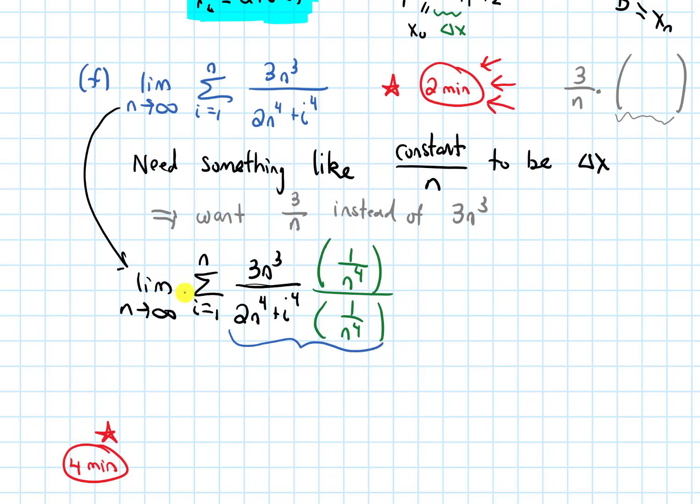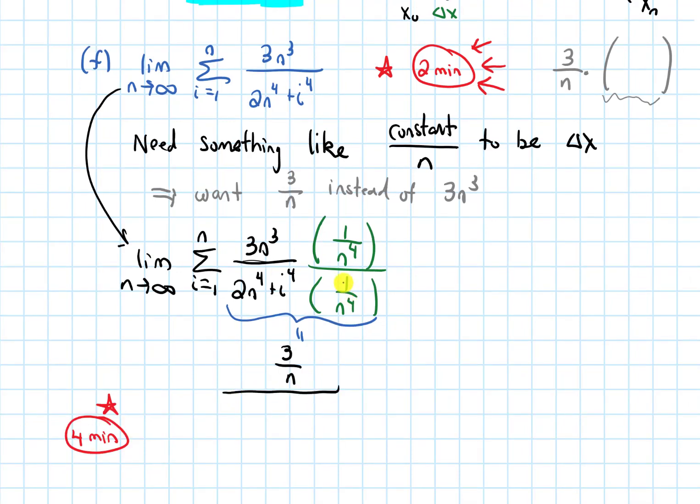So I'm not going to write the limit and the sigma in front. Let's just simplify this. So simplifying this, we'll get 3 over n on top. And on the bottom, if I distribute 1 over n to the 4th to the first term, we'll get 2, because the n to the 4ths cancel. And then to the next term, we'll get plus i to the 4th over n to the 4th. All right, so now I'm going to move that 3 over n to the front. And then that'll multiply 1 over 2 plus, and I'm going to rewrite the i to the 4th over n to the 4th as i over n to the 4th power.